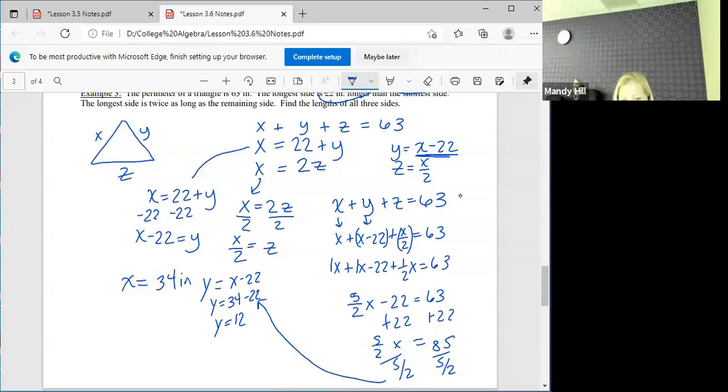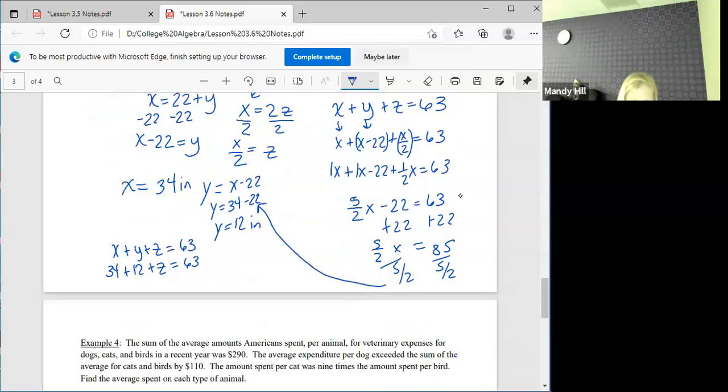And they are all inches once we're finding them. So I can use the top row, the X plus the Y plus the Z to figure out the last one, because I know X is 34. I know Y is 12. I don't know what Z is. So 46 plus Z is equal to 63. Subtract 46. So Z is 63, take away 46, 17.